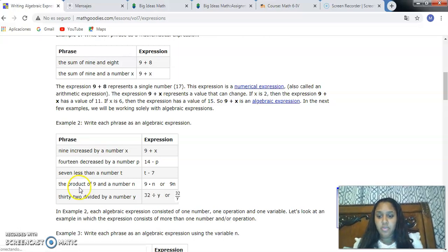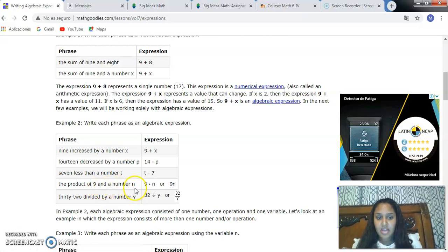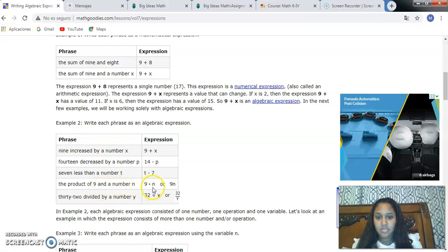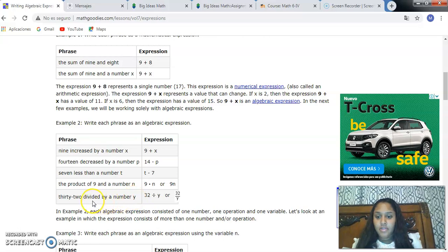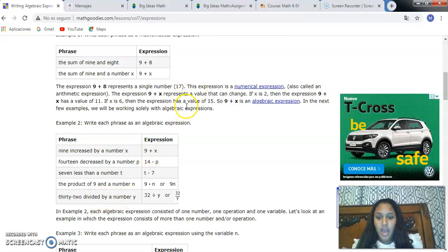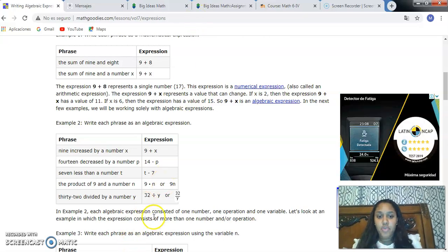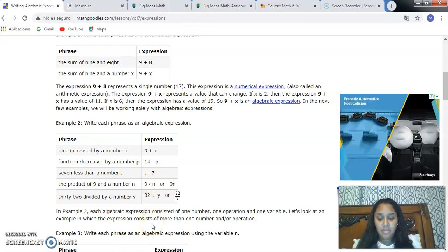Then another example, in this case, multiplication. The product of 9 and a number n. So here I have 9 times n. And then 32 divided. I can also have here quotient. Quotient means division.